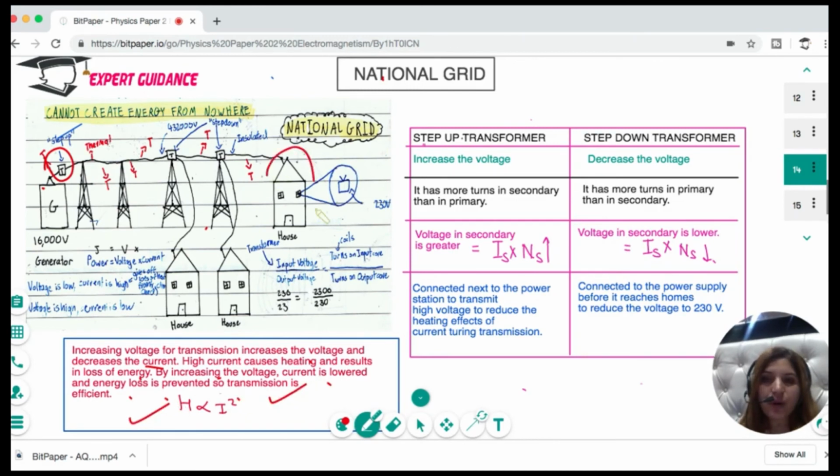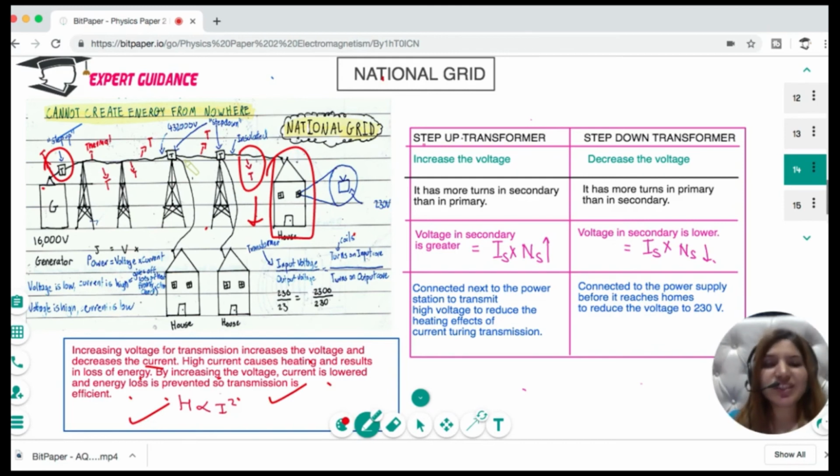And before the energy reaches the house, we use a step-down transformer to bring it down to 230 volts so that it is safe to use in the homes. So for transmission, we take a high voltage and a low current, but inside the home supply, we need low voltage and high current. So therefore, we have two types of transformers, and now we're doing the difference between them. Make sure you remember them.